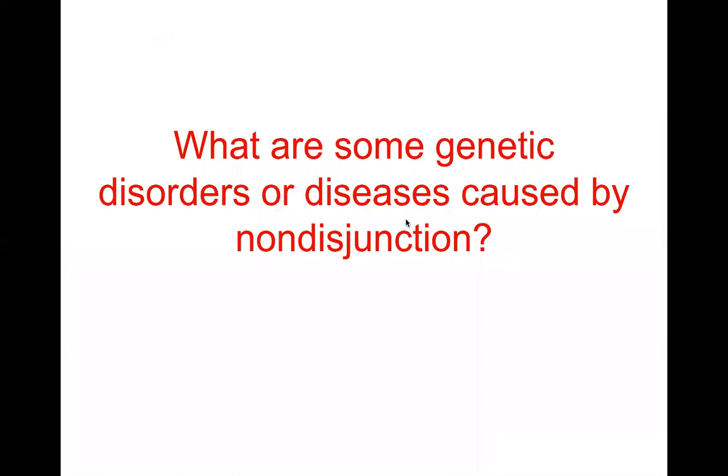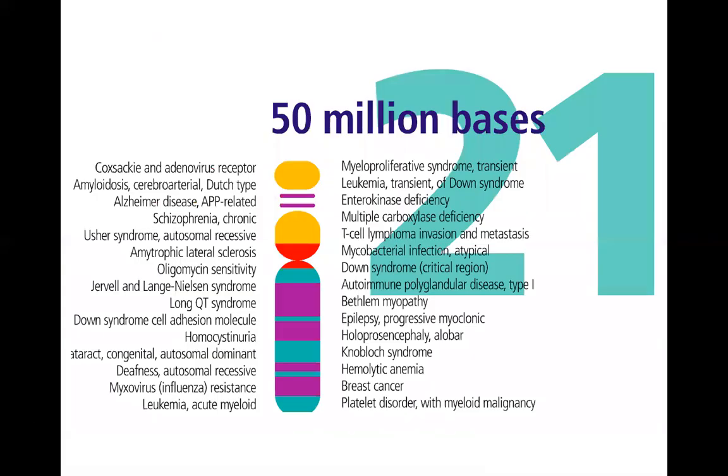So what are some of the genetic diseases or disorders that are caused by non-disjunction? Let's look at some examples now. If you look at chromosome 21, here are some of the bodily characteristics and diseases that are associated with the genes that are found on chromosome number 21. Now, obviously, you will not be expected to memorize or know any of this.